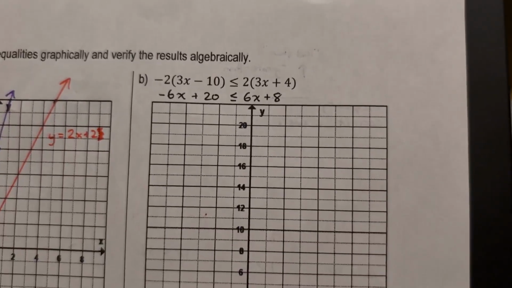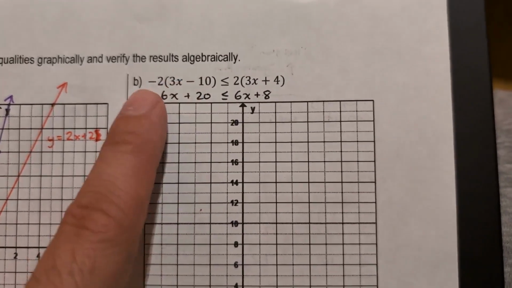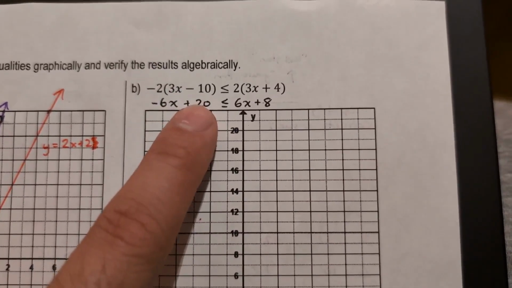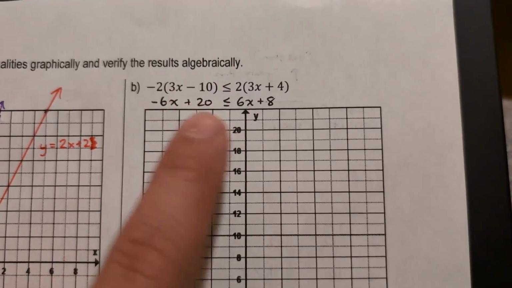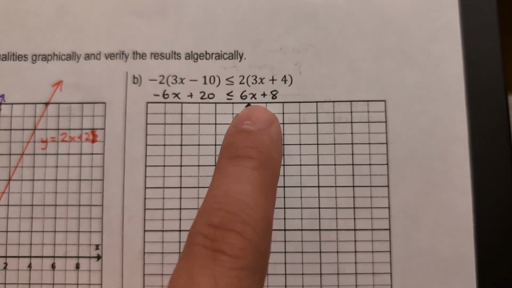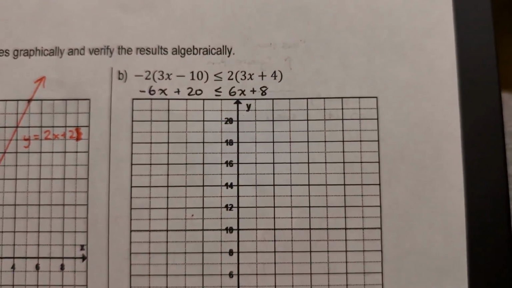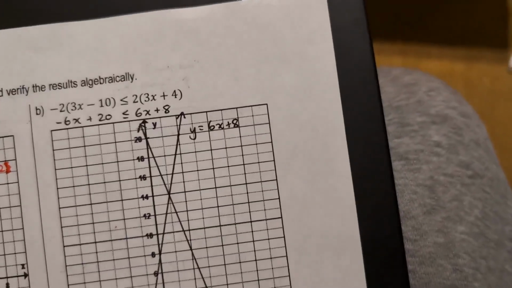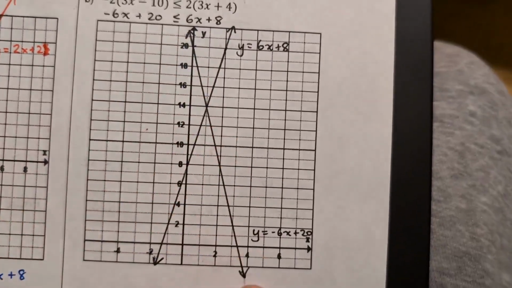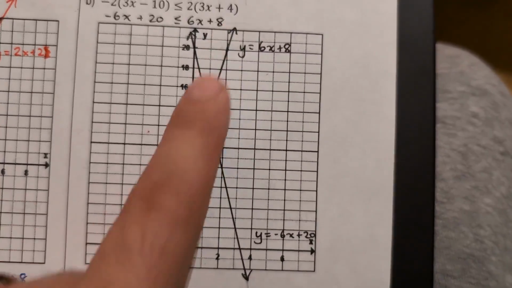For this second question, I've put it into a format that's easier to graph, so I multiplied out our -2, giving -6x plus 20. That's in our mx plus b form. 2 times 3x plus 4, we get 6x plus 8, that's in our mx plus b form. So let's graph these two equations here. We have our one function with a y-intercept of 20 and a slope of -6, and the other with a y-intercept of 8 and a slope of +6.